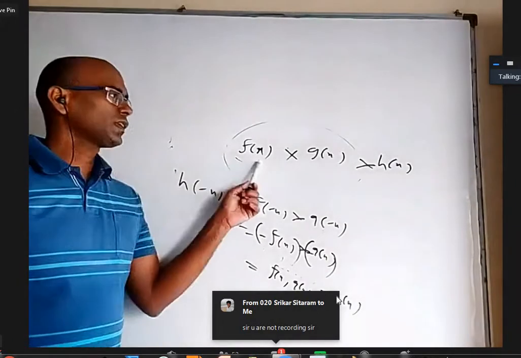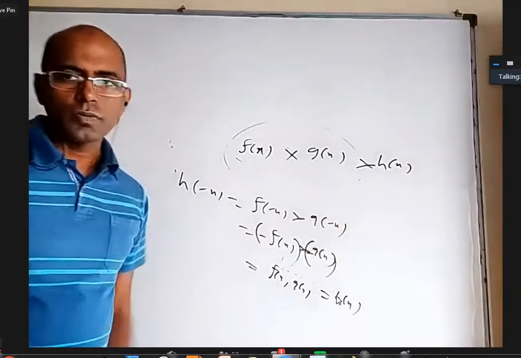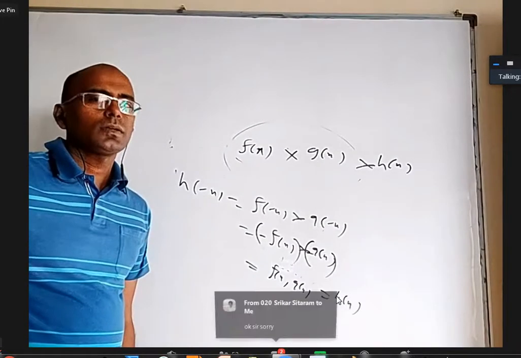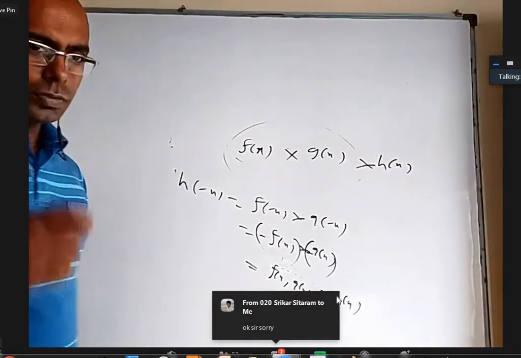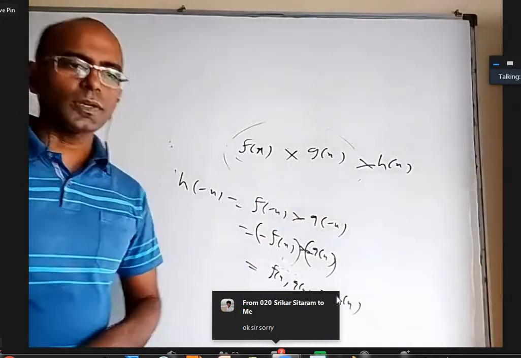If each one of them is even, total is even. If all of them are odd, what will the product be? Odd or even? Odd function. If you multiply 2 odd functions, it will be even. But when you multiply 3 odd functions, it will be odd only.